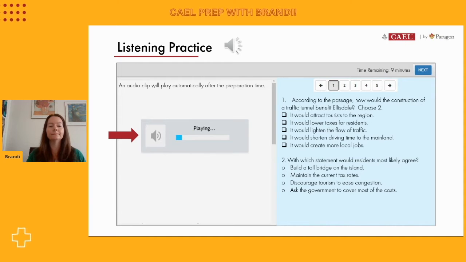To ease congestion, government officials have proposed 2 plans. They'd like to either build a new bridge, which we discussed earlier, or construct a traffic tunnel beneath the seabed between the island and the mainland. Let's examine this second proposal in more detail now. Since tourism is a major industry in Ellisdale, the government would like the new structure to appeal to tourists. Local politicians believe that the novelty of driving through a traffic tunnel constructed beneath the seabed will increase the number of visitors to the city and support the local economy.